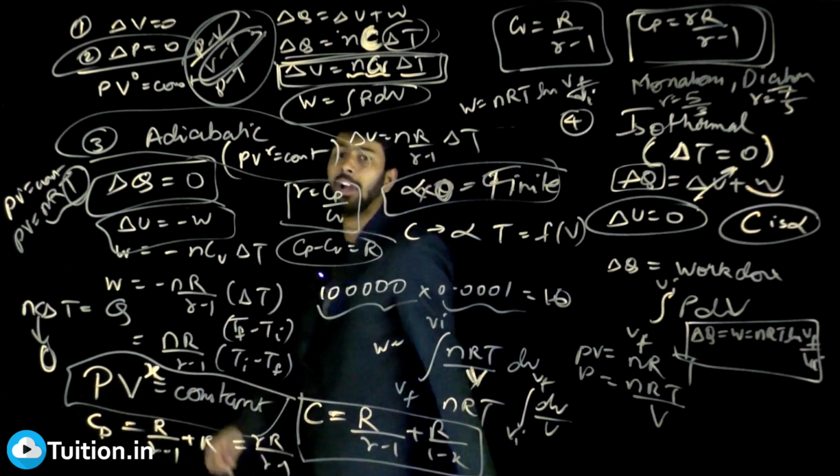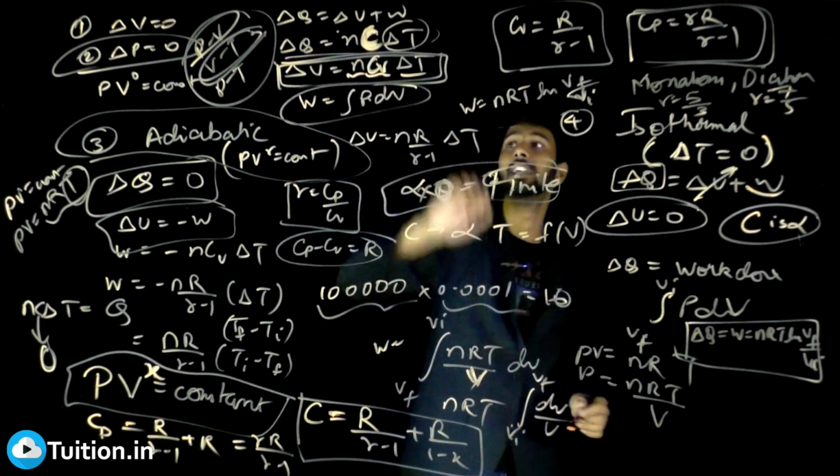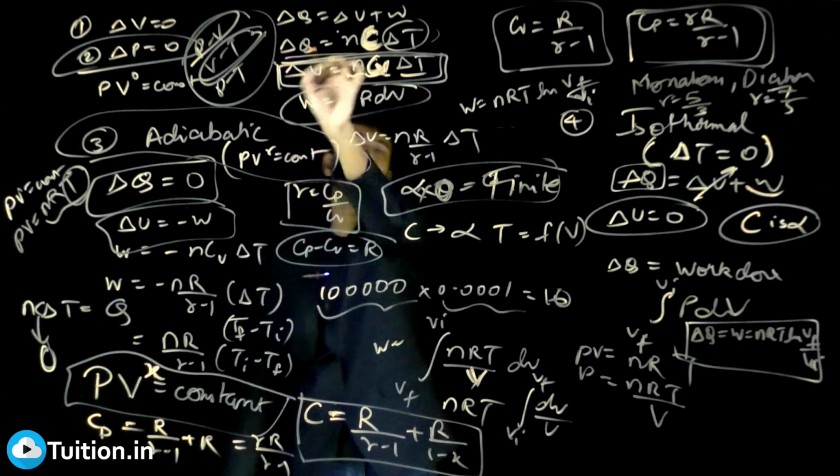So that is how you can put the value of x and calculate the C for a particular process, and you know where to use the C. Don't use the C here because delta U is always nCv delta T. You're supposed to use the C for this, right?